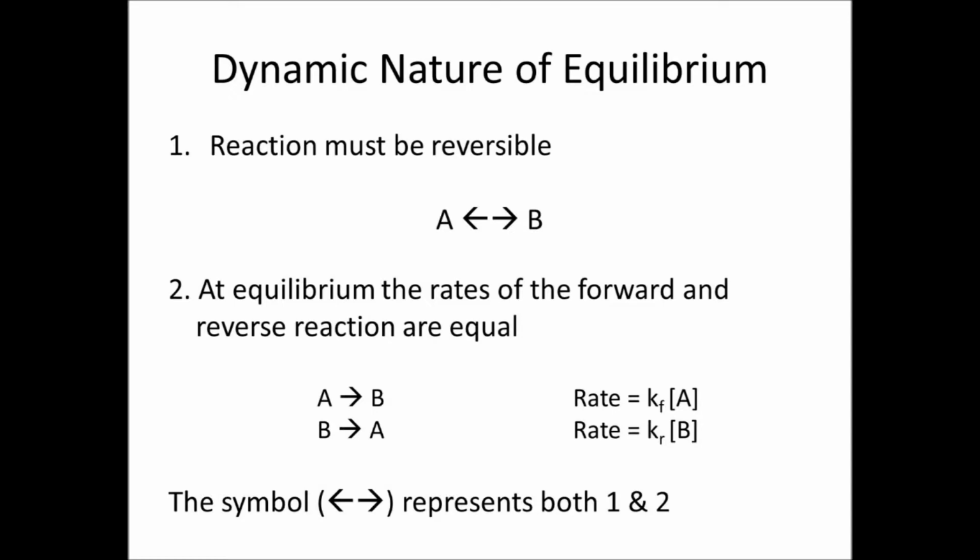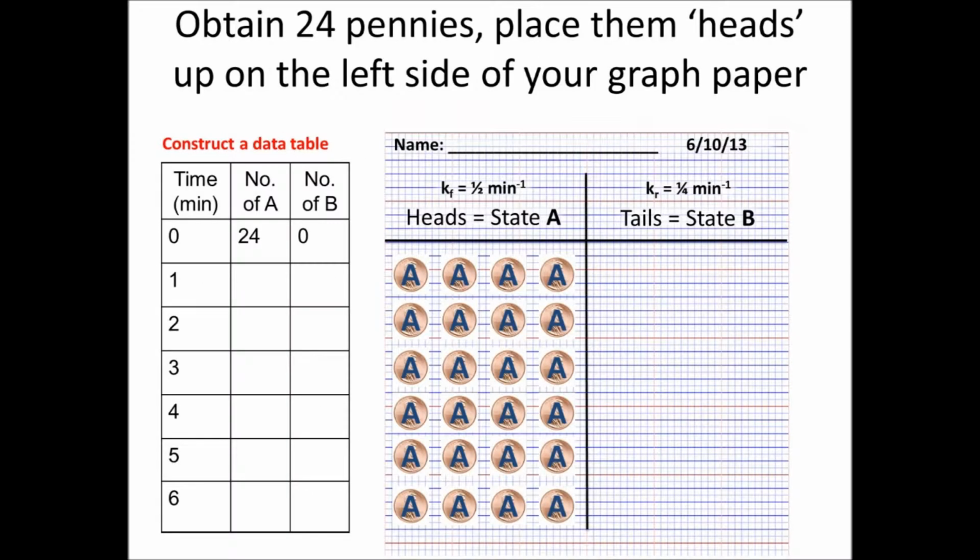To simulate a system reaching equilibrium, we can use pennies and graph paper. Initially, there are 24 pennies in heads-up state, and we call that state A, and we start out with no pennies in state B. Construct a data table like the one shown here to follow along as we allow time to pass for equilibrium to be established. Let's also record that the rate constant for the forward reaction is 0.5 or 1/2, and let's say that the rate constant for the reverse reaction is 0.25 or 1/4.